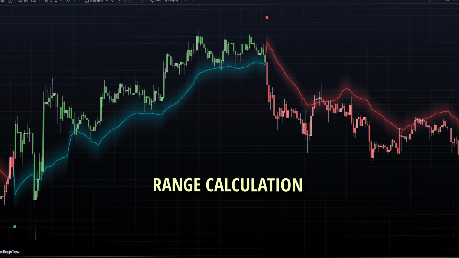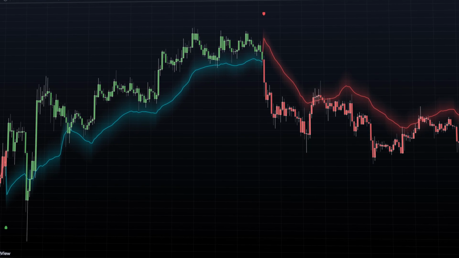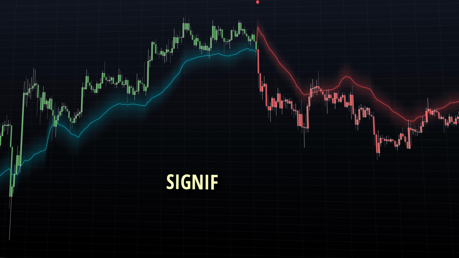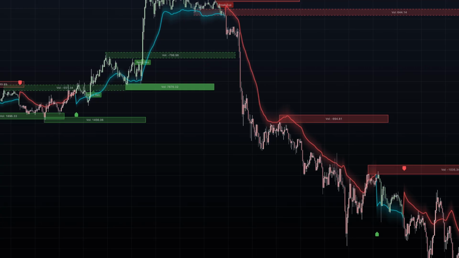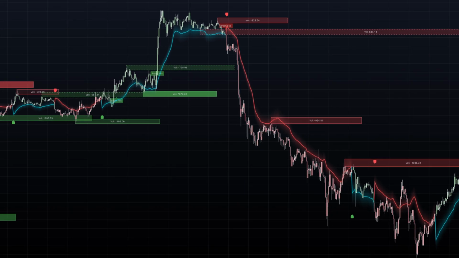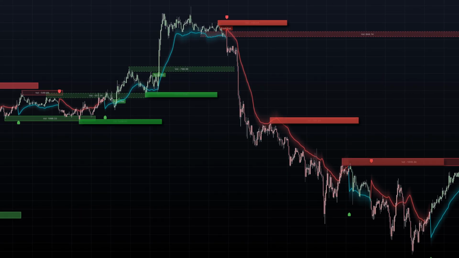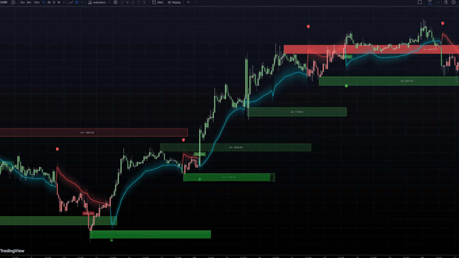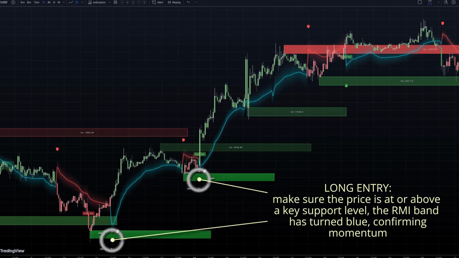With its dynamic range calculation, the RMI Trend Sniper adapts to different market conditions, filtering out noise and highlighting significant trend changes. Look for confluence between the two indicators. High probability setups occur when price reacts to a support or resistance level, highlighted by the high volume boxes indicator, and the RMI Trend Sniper confirms the trend direction with its color-coded band and momentum signals. For long trades, ensure the price is at or above a key support level, with the RMI band turning blue and bullish momentum confirmed.